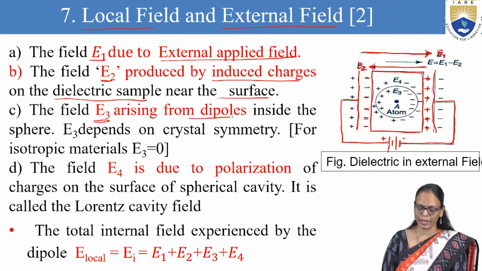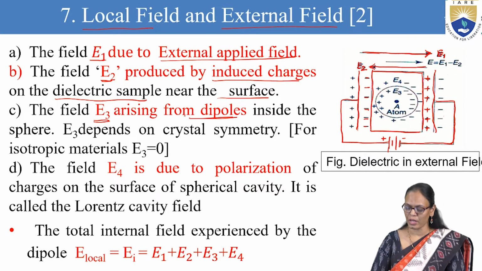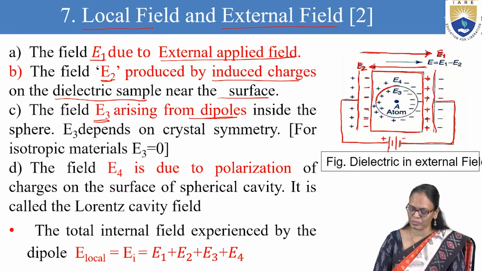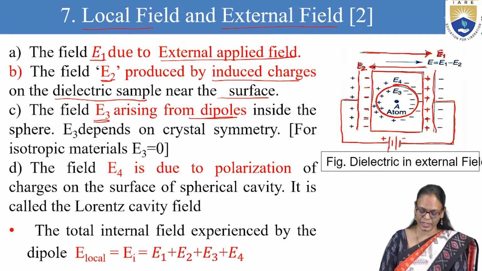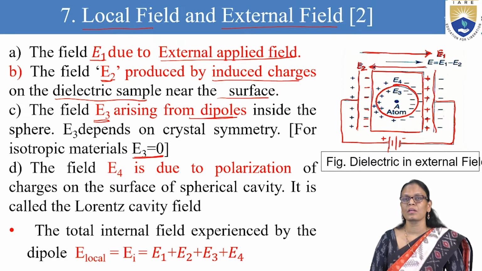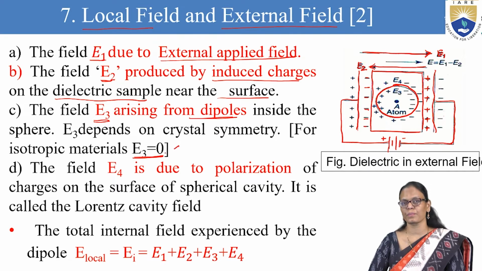E3 is due to the dipoles inside the sphere. Consider this sphere, the spherical cavity inside the dielectric. There will be a number of dipoles inside, oriented in random directions, because of which the net dipole moment will be 0. So the electric field E3 will be 0 because of the crystal symmetry also. So E3 is equal to 0.